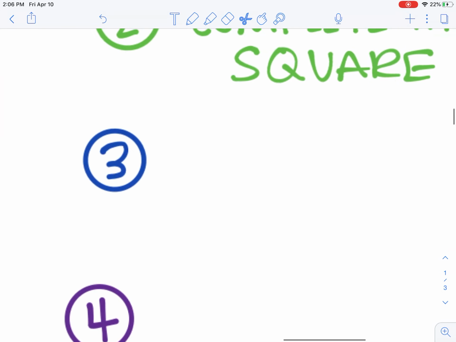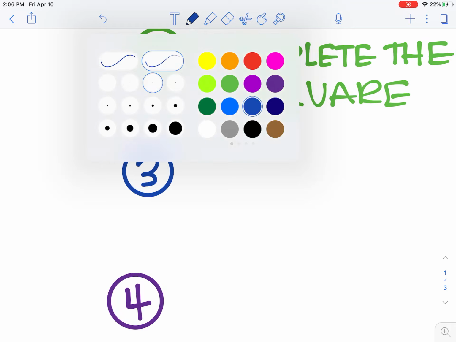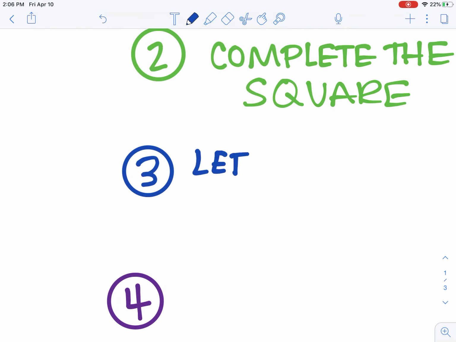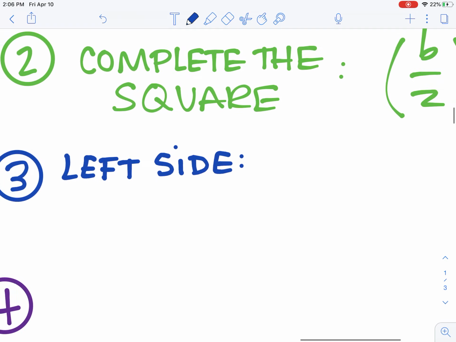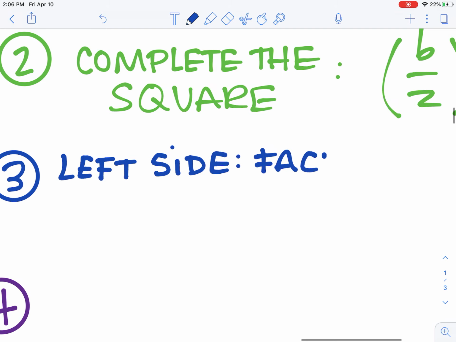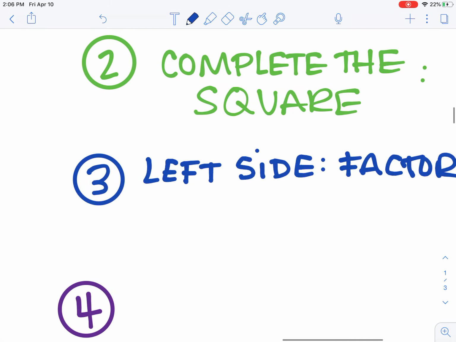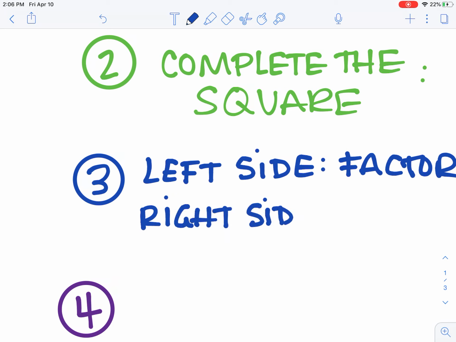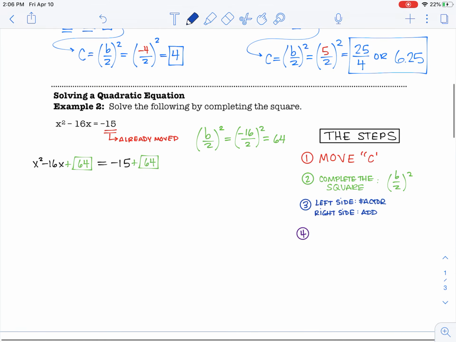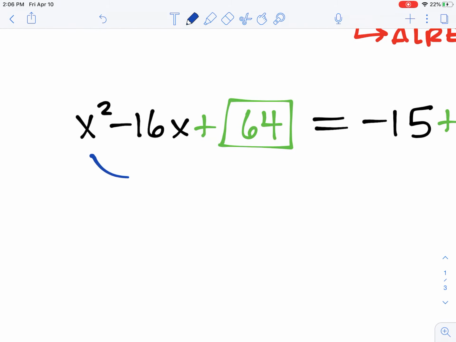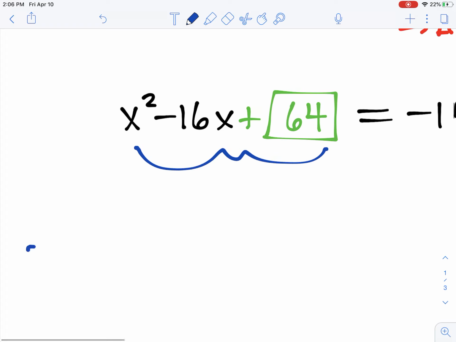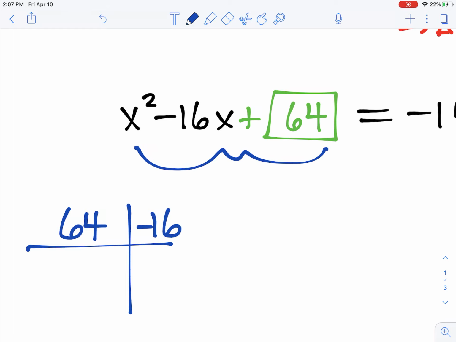All right, step 3. We're going to do something different on each side. So on our left side, I say left side. It's possible your problem would be set up where this would be on the right, but typically it's on the left. On the left side, we're going to factor, and we can use our pattern if we'd like. And on the right side, all you need to do is add. So let's start with factoring first. It's a green light problem, so we want factors of 64 that will add up to a negative 16.